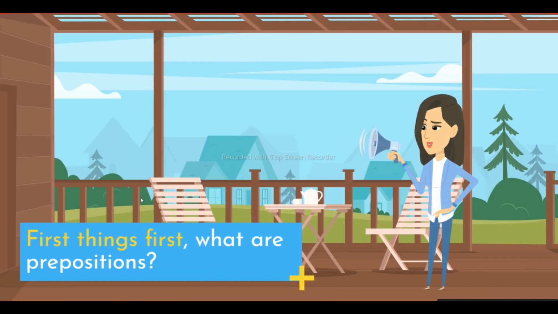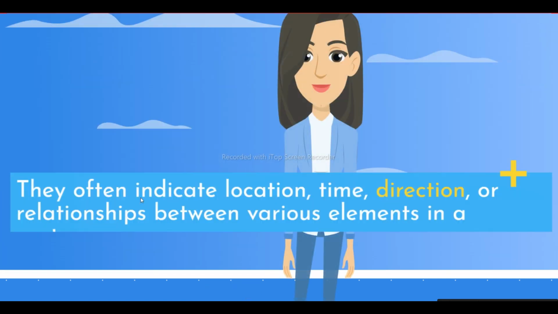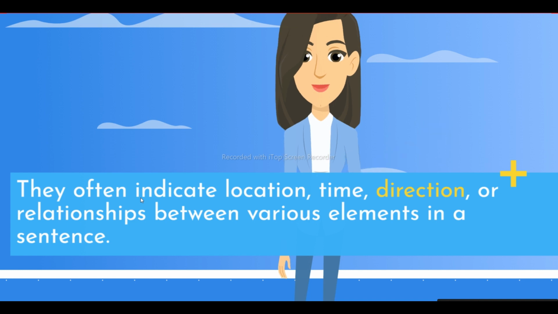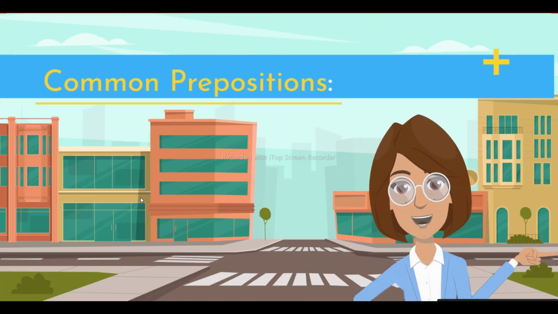First things first, what are prepositions? Prepositions are words that establish relationships between nouns or pronouns and other words in a sentence. They often indicate location, time, direction, or relationships between various elements in a sentence. Common prepositions.